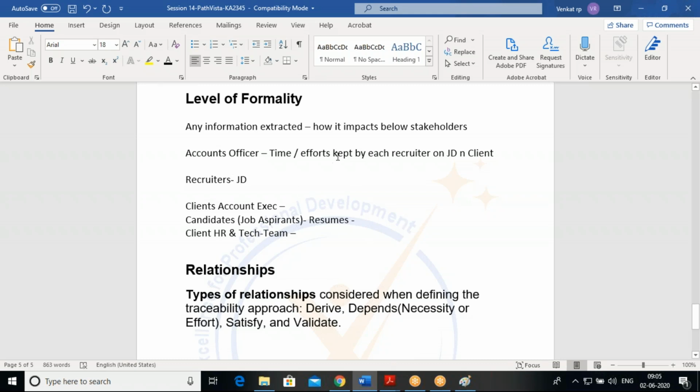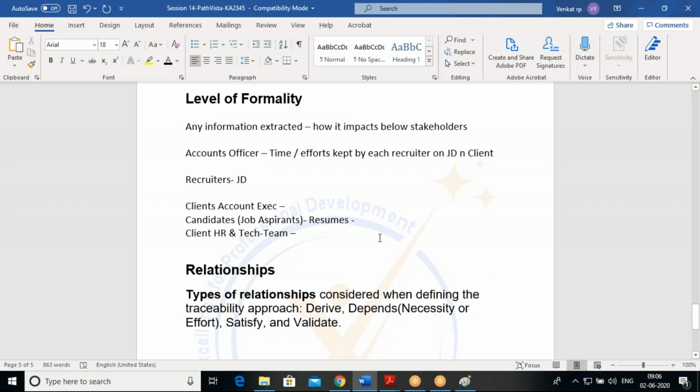If more recruiters are there, the number of recruiters will have an impact, and the number of working hours will have an impact. We have to identify the relationship between these entities. And the types of relationships: one is derived, the other is dependent, the other is satisfy, and the other is validate. What sort of relationships exist between these particular entities.